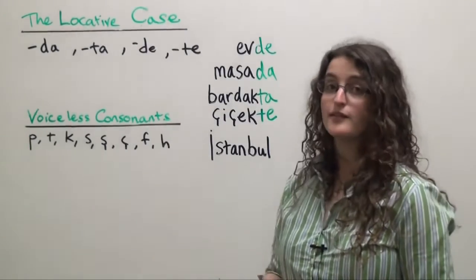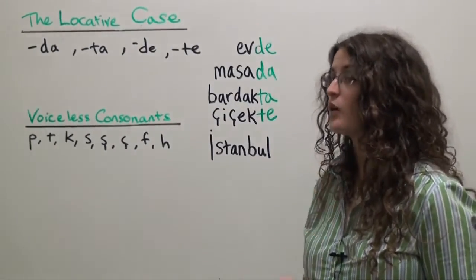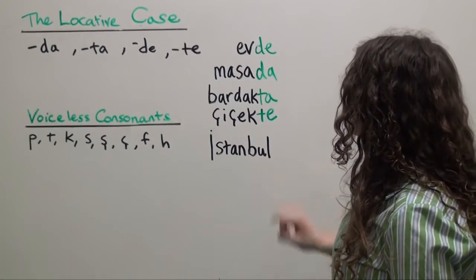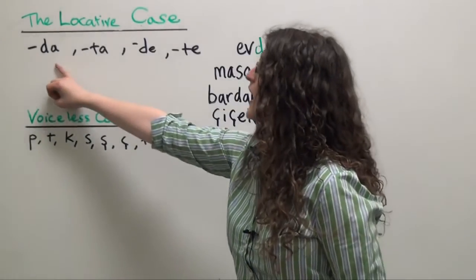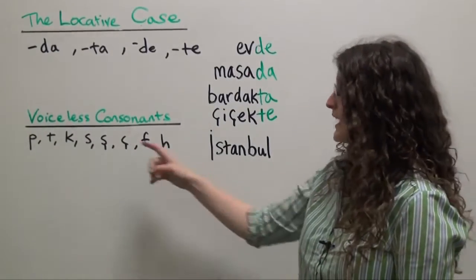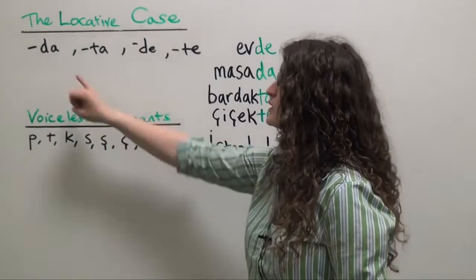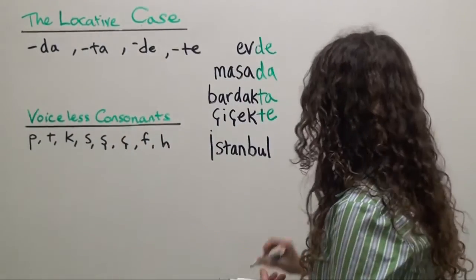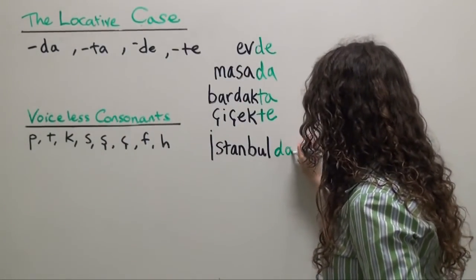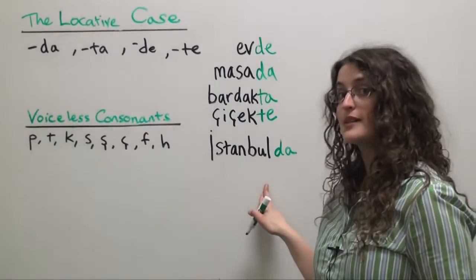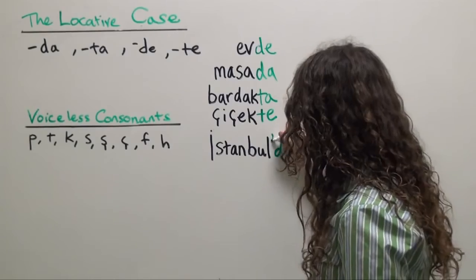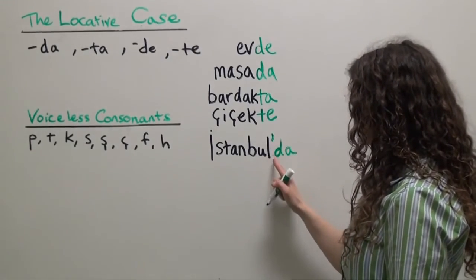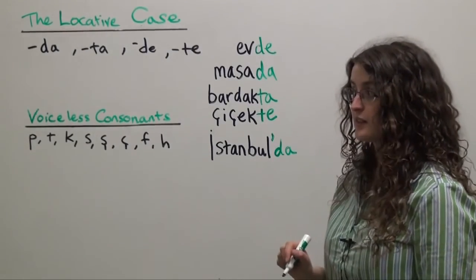Our two-way vowel harmony rules tell us that for Istanbul, we're going to want da. Notice Istanbul does not end with a voiceless consonant, so we're going to go for da. Istanbul'da. Because Istanbul is a proper noun, we have to remember to include a little apostrophe between the noun and the locative case ending.